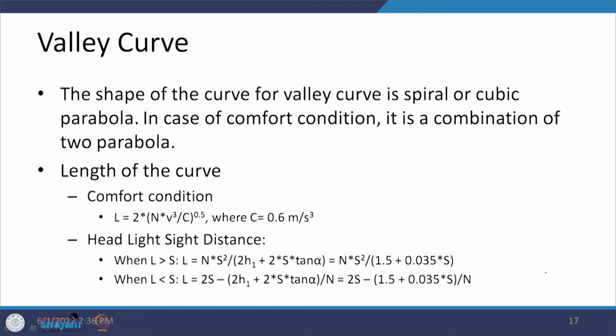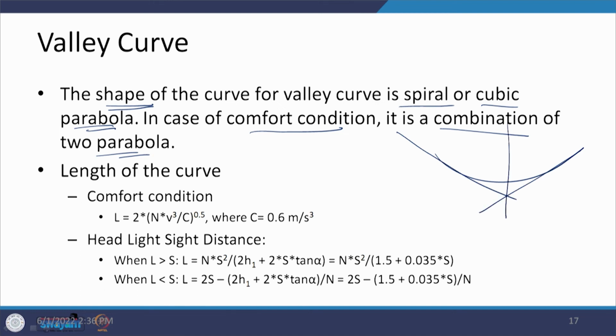Now, when we are going to provide this curve, another point is the shape of the curve. The shape of the curve is either a spiral or a cubic parabola, and in the case of the comfort condition, it is a combination of two parabolas. So, when you are talking about a curve being provided like this, we have one length here and another length here. These are the two lengths we are going to consider, and the total length is nothing but 2 L1.